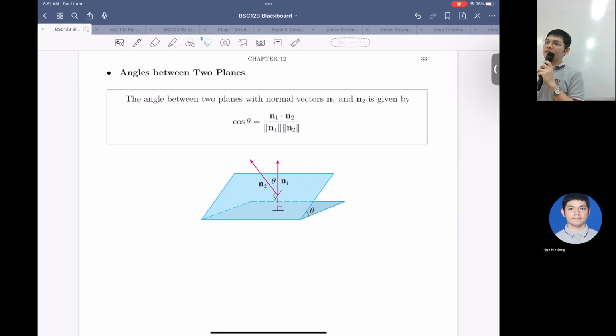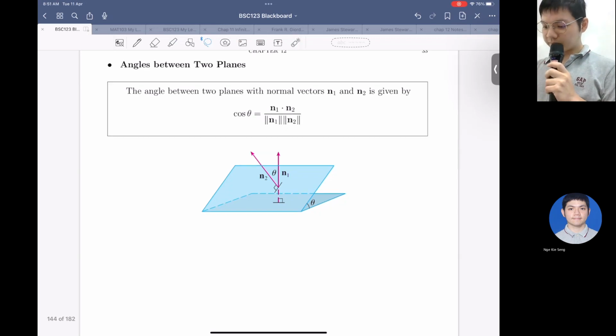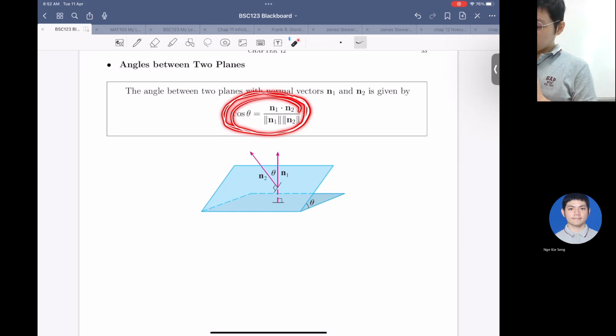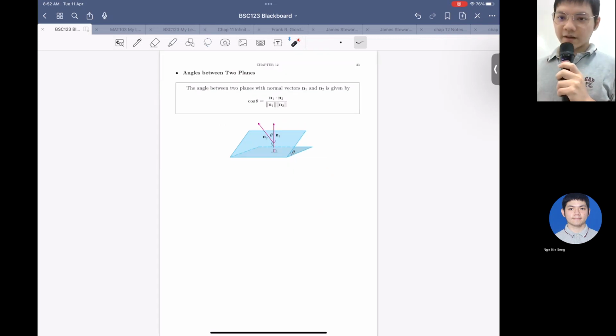You can take the cross product or the dot product. In this case, we take the dot product, because the dot product is easier to calculate. This is the dot product formula here. Now you rely on your skill whether you can find the normal vector or not.